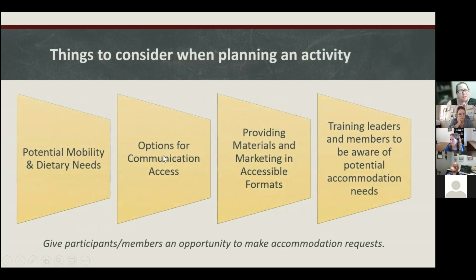So here's what I want you to consider. You're putting on your event, you're putting on a meeting. What are potential mobility and dietary needs? What are the options for communication access? How are you providing your materials and marketing? And what formats are they in? And have you trained your leaders?